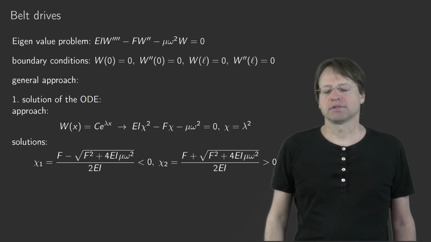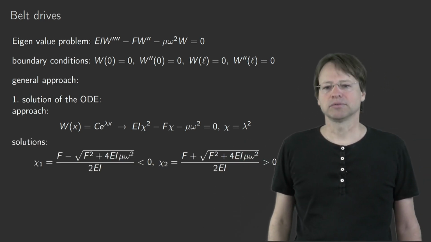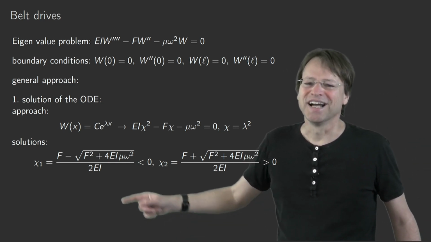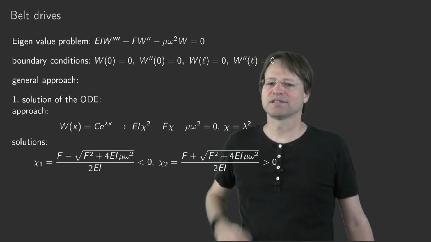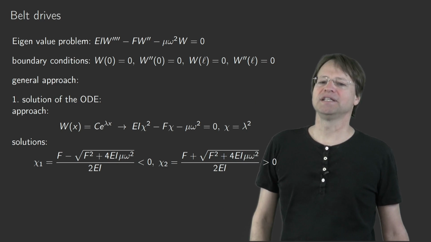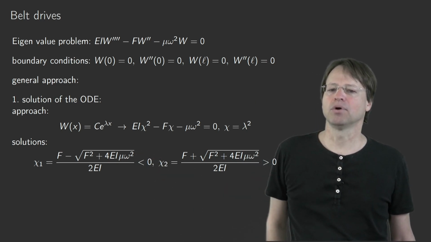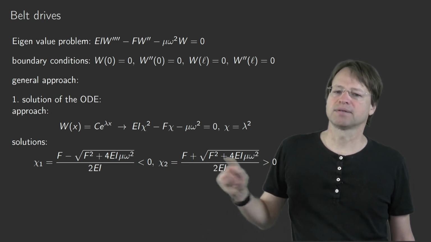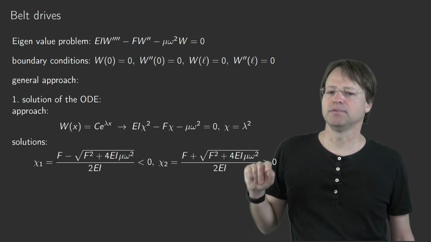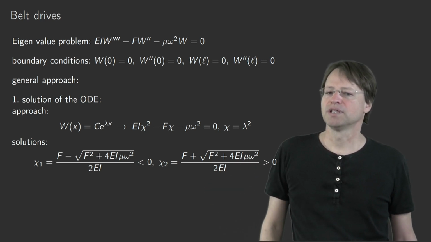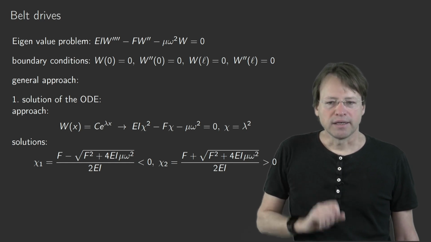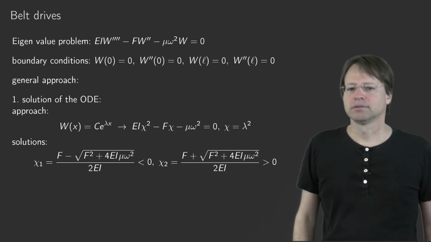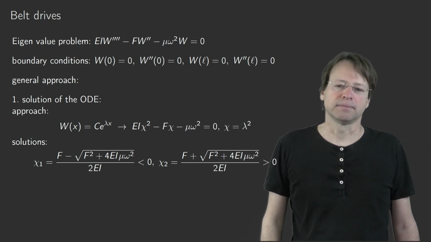The solutions for that second order polynomial are given by the formula well known to you from school, the famous Mitternacht formula, or midnight formula, I would call it. Chi1 is equal to f minus the square root of f squared plus 4EI, the bending stiffness, mu omega squared, divided by 2EI. And the other one would be f plus that square root of f squared plus 4EI mu omega squared divided by 2EI. And I know that these two solutions are real valued and of opposite sign.